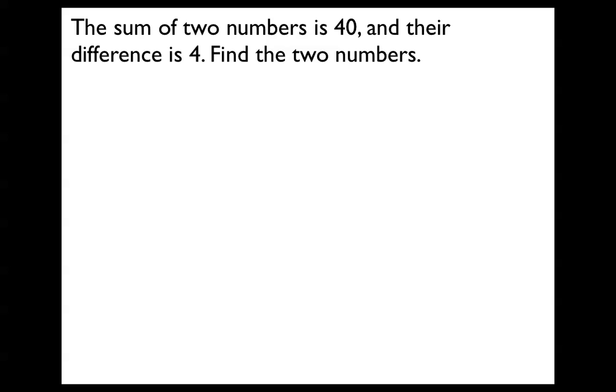Wait a second. We already did this problem in another video. But you know what? We're still going to do the same problem, but we're going to do it using the elimination method instead of one of our other methods. So the sum of two numbers is 40. That means x plus y equals 40. And their difference, that's minus, is 4. Now, we're going to try to find x and y.